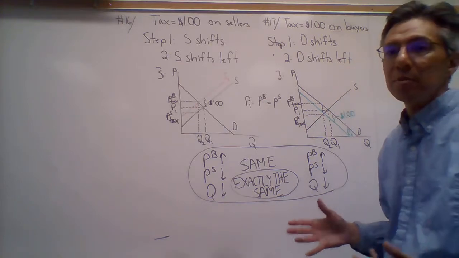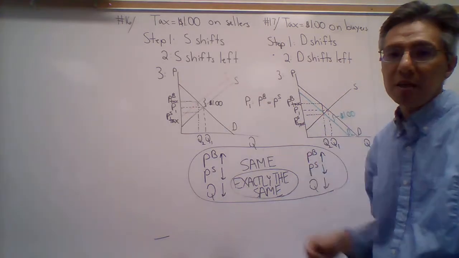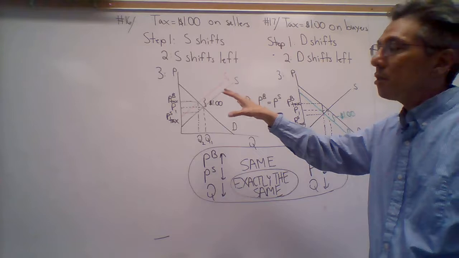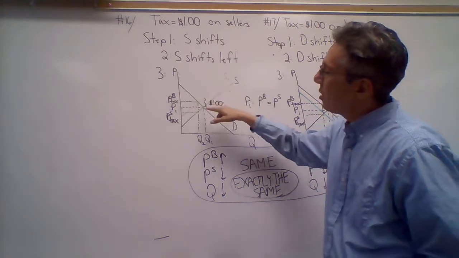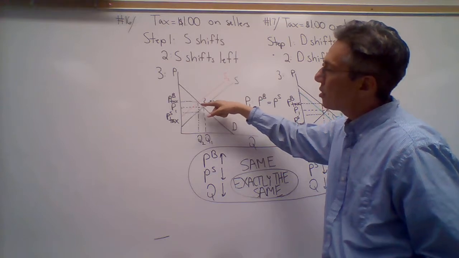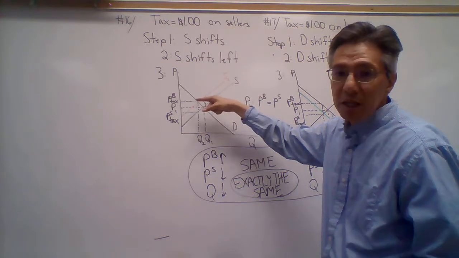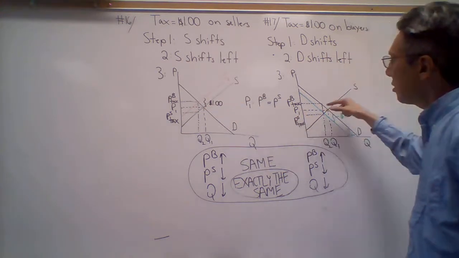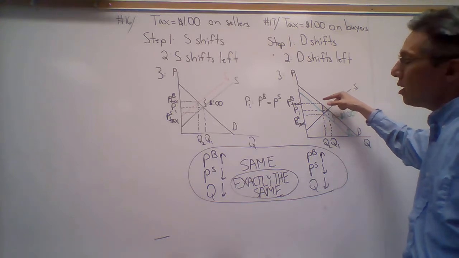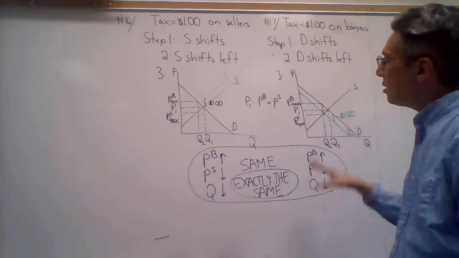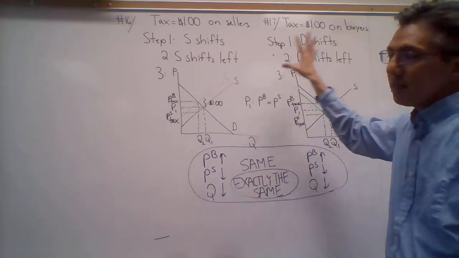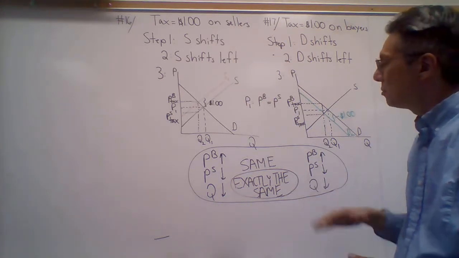It's not only that the price buyers pay goes up in both cases, the price buyers pay is going to go up by the same amount. So for example, if this made the price of this particular product go up by 75 cents here, it's going to cause the price for buyers to go up by 75 cents here. Okay, so the idea is it's exactly the same. All right.